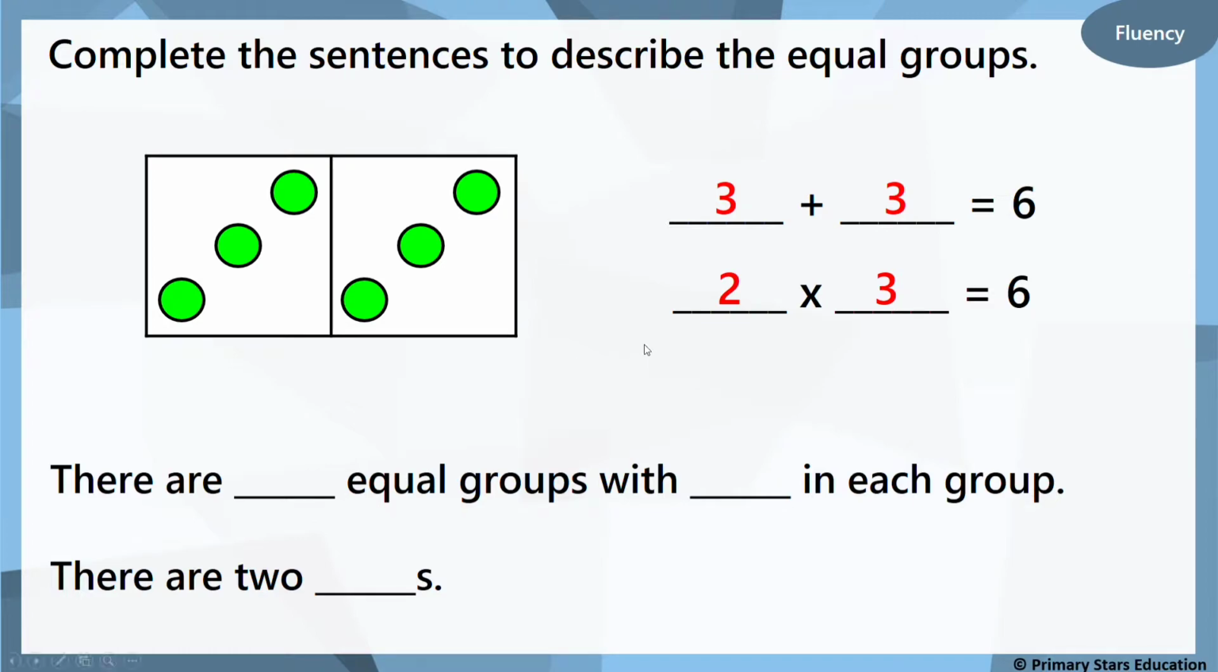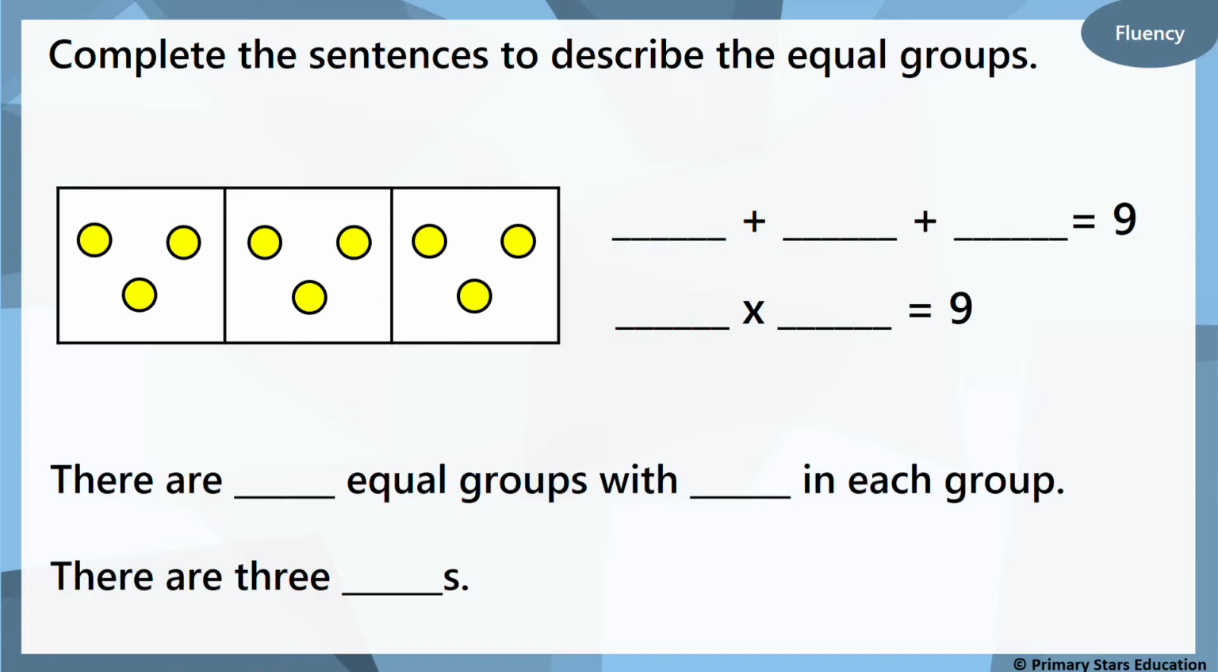Now I'm hoping that mums and dads and responsible adults will be able to support you with this at home. It's a bit hard to explain it just with a screen, but the first thing we look at is how many equal groups and how many in each group. So here we can see that there are 2 equal groups with 3 in each group. There are 2 3s.